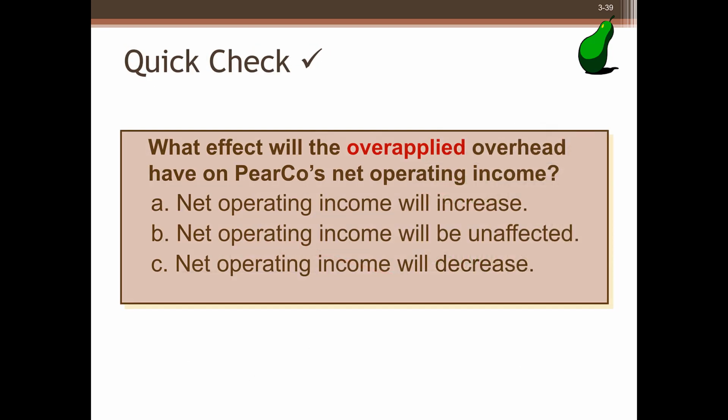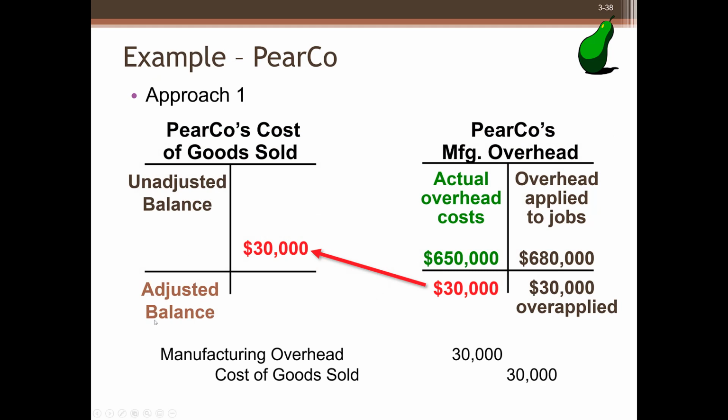Well, let's do a quick question here. What effect will the over-applied overhead have on Perrico's net operating income? For over-applied overhead, we just did a journal entry here. We debit the manufacturing overhead. We credit the cost of goods sold. Cost of goods sold is an expense account. Credit side means decrease side. So cost of goods sold decreases.